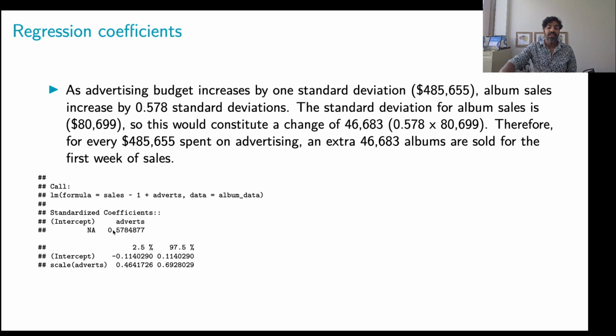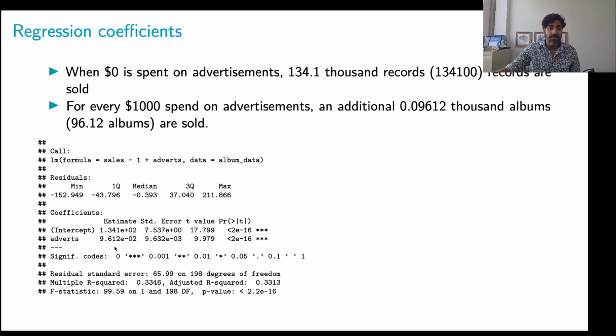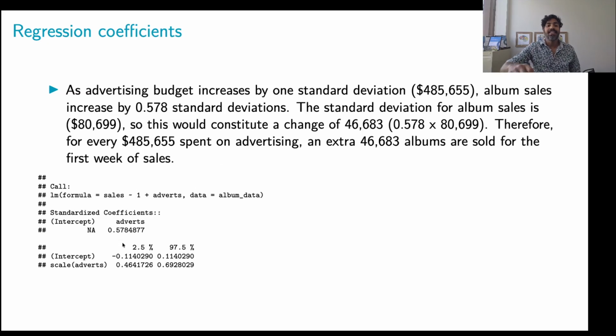In the unstandardized example, this is where you say for every $1,000 spent on adverts, we get a 96 increase in albums sold. In the standardized way, we talk in terms of standard deviation. So every 1 standard deviation increase results in a 0.57 standard deviation increase in album sales.